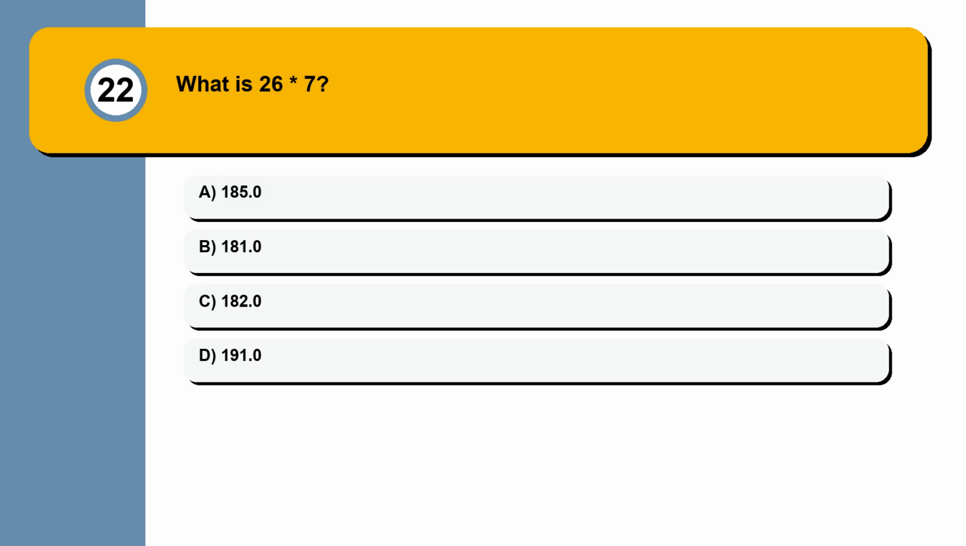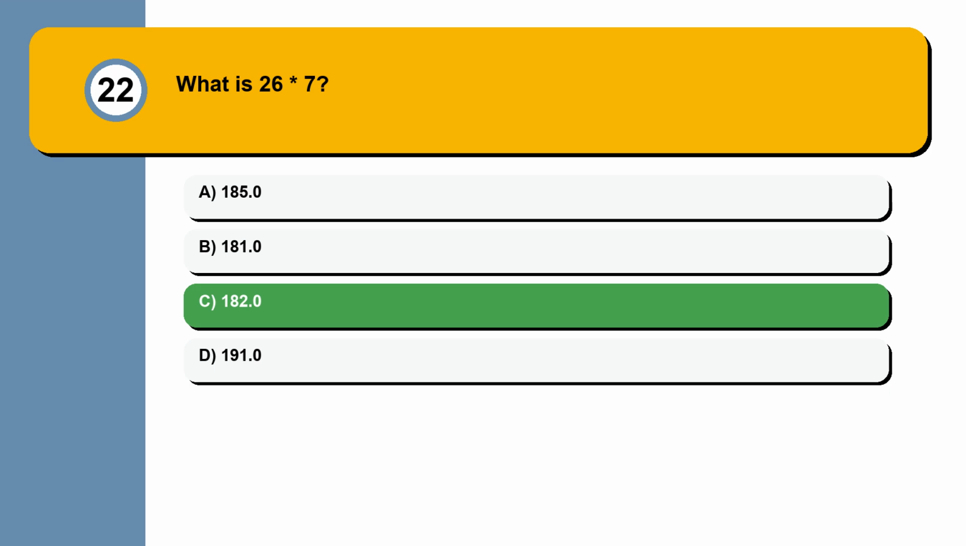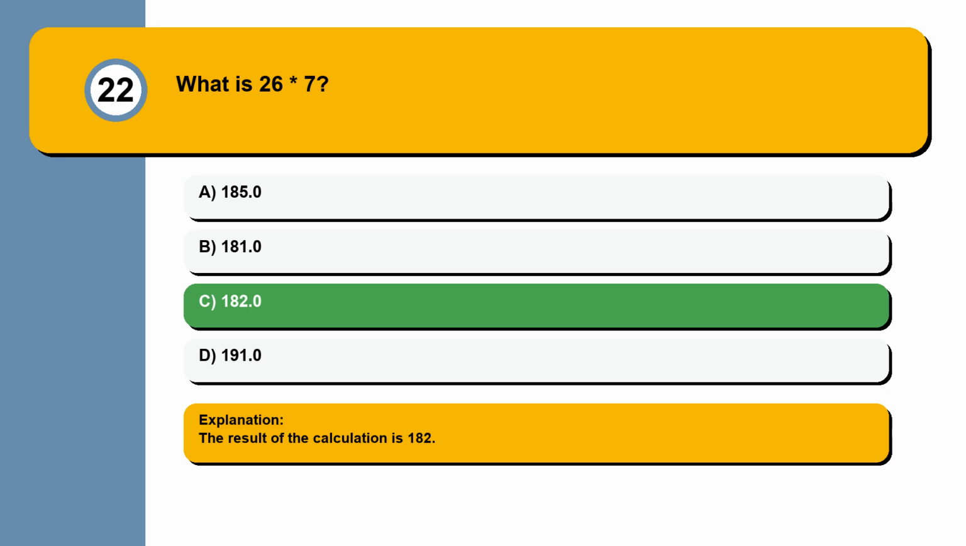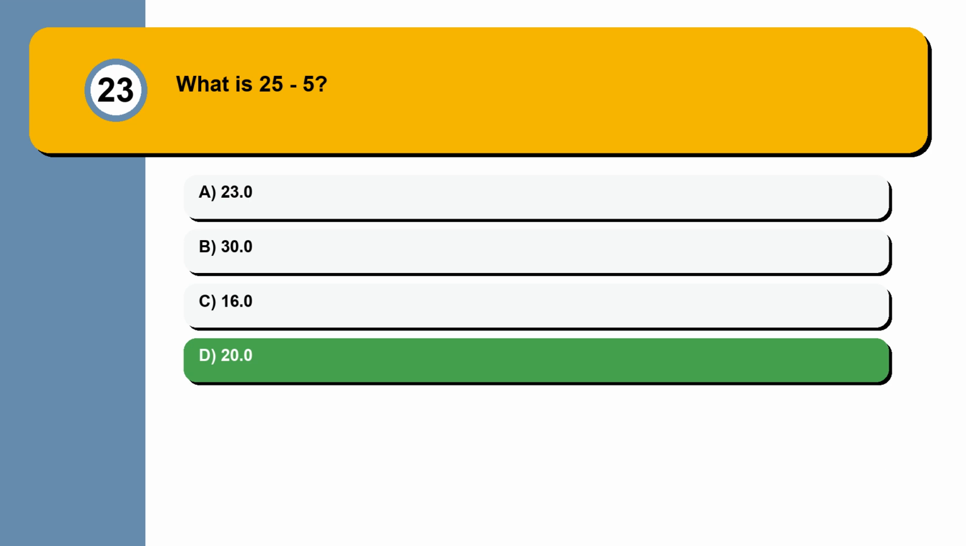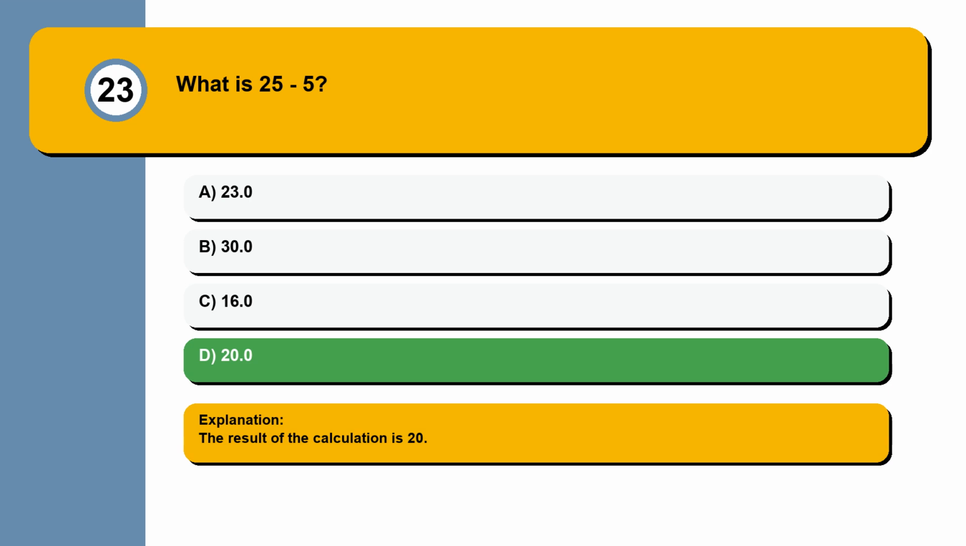Question 22. What is 26 times 7? 185.0, 181.0, 182.0, 191.0. The result of the calculation is 182. Question 23. What is 25 divided by 5? 23.0, 30.0, 16.0, 20.0. The result of the calculation is 20.